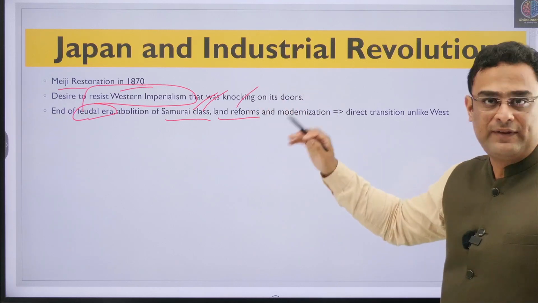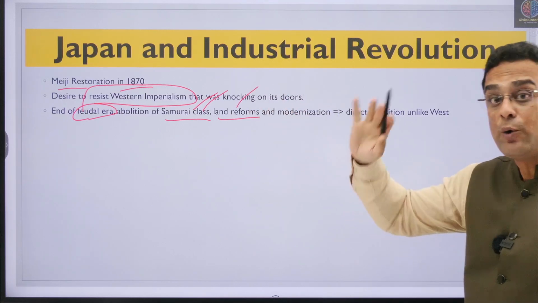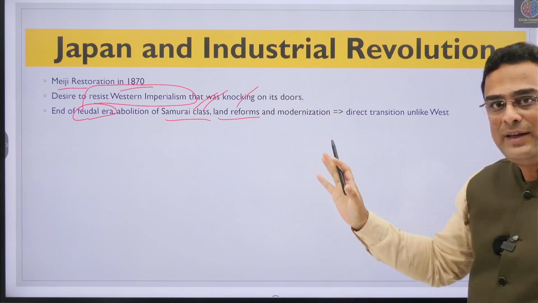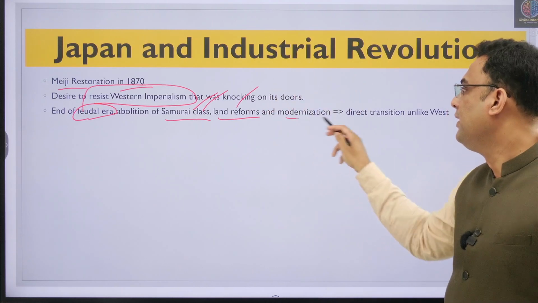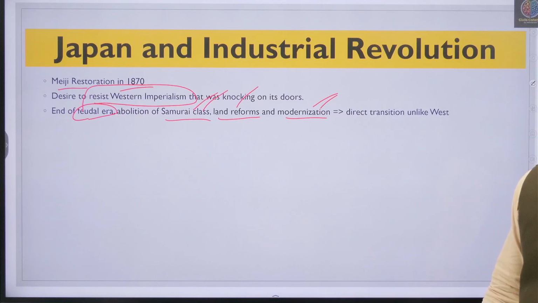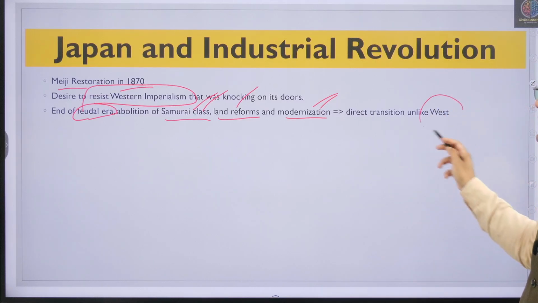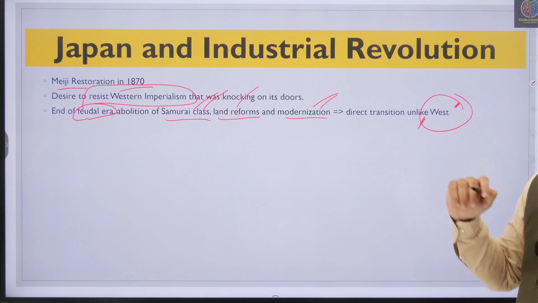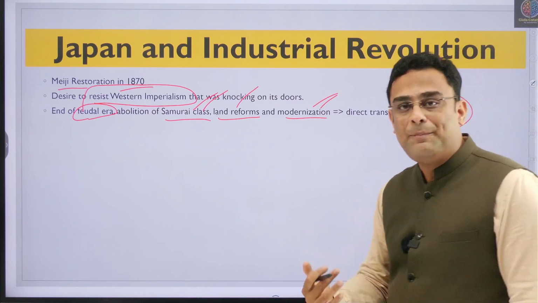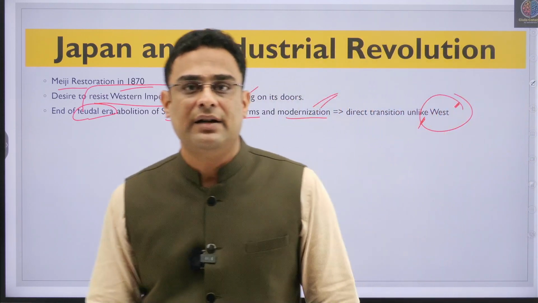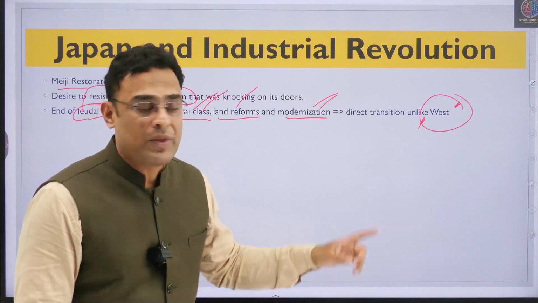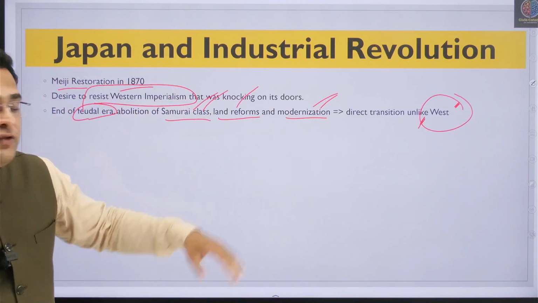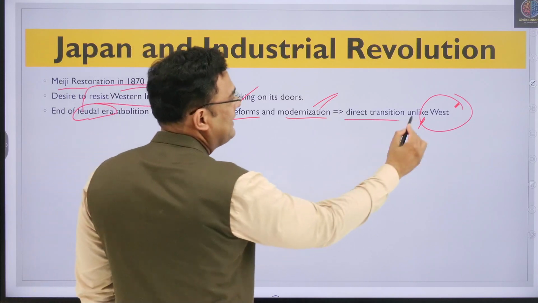Land was reformed. Land was taken from the samurai, from feudal Thakur Sahib type people, and redistributed. Japan moves ahead towards modernization, and it goes on the same path as the West had done, but in a different way. In Japan, this transformation is a direct transition.